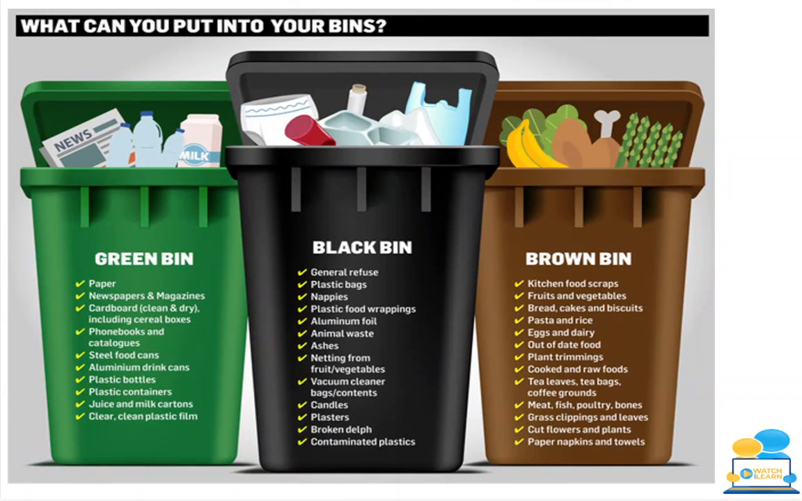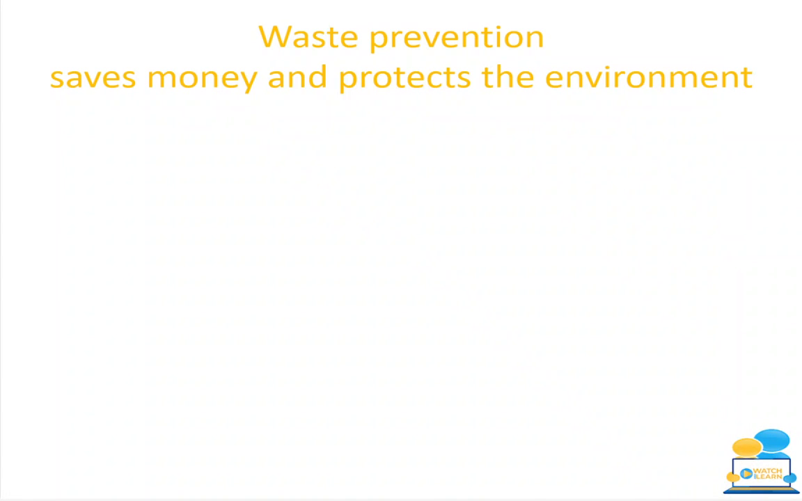Your black bin is your general bins, okay? So the likes of nappies, animal waste, tin foil, ashes, candles, plasters, broken plastics. Your brown bin, your kitchen food scraps, out-of-date food, eggs, dairy, grass clippings and leaves, and the likes of your cut flowers and plants. So you would need to know this because this does come up a lot in the short questions.